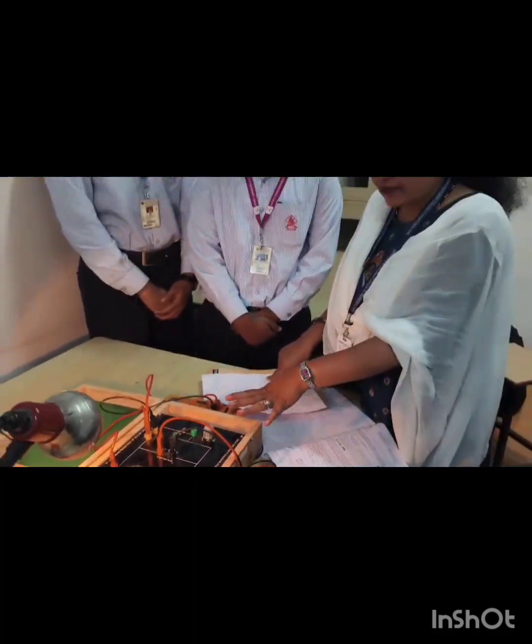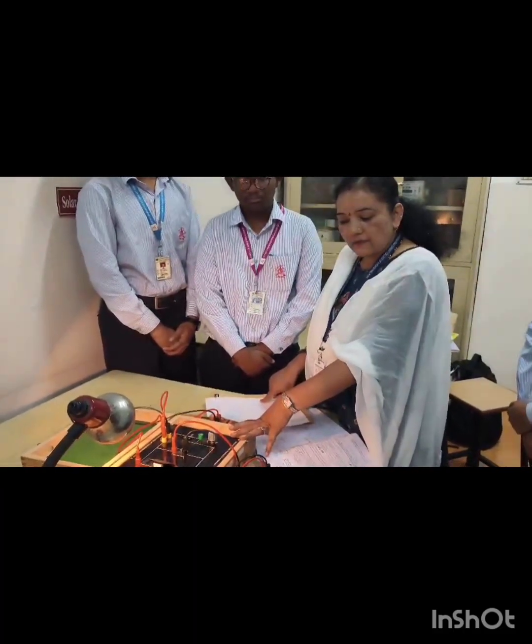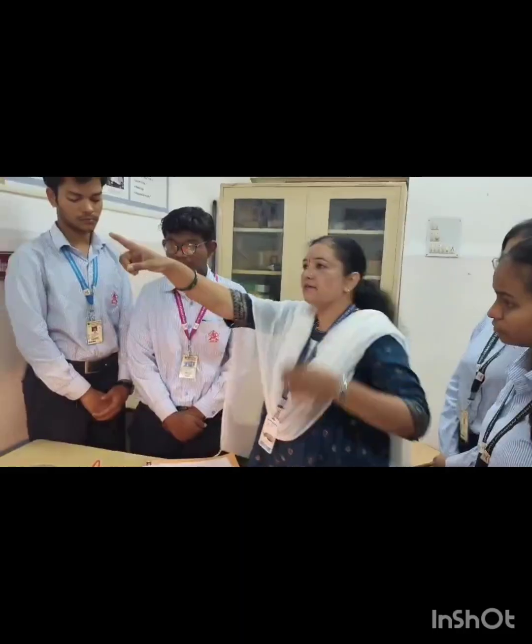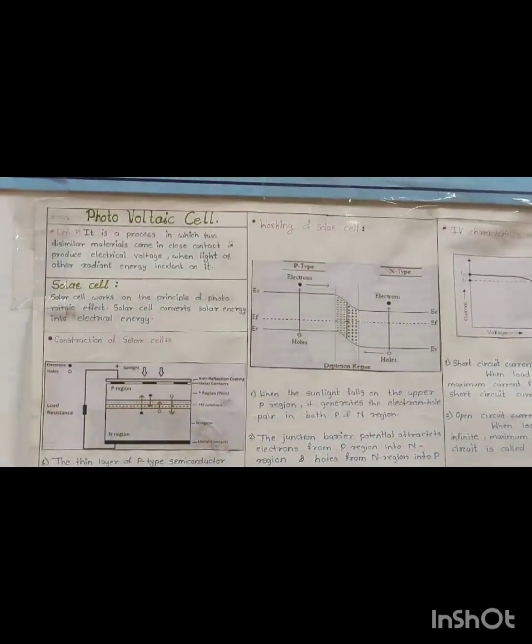Okay. Now most important, what is the principle of solar cell? It works on the principle of photovoltaic effect. Here is our theory, that is photovoltaic cell. So the solar cell converts solar energy into electric energy.